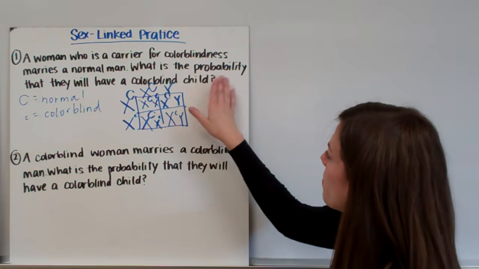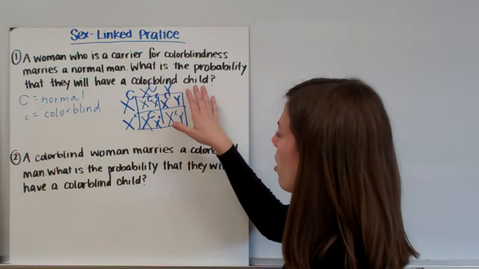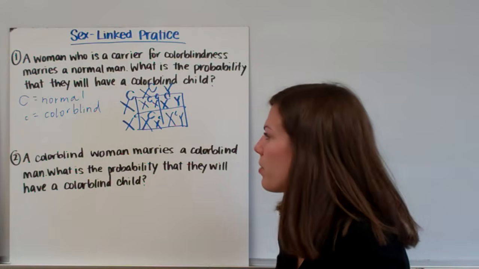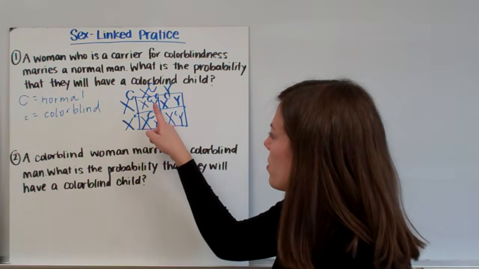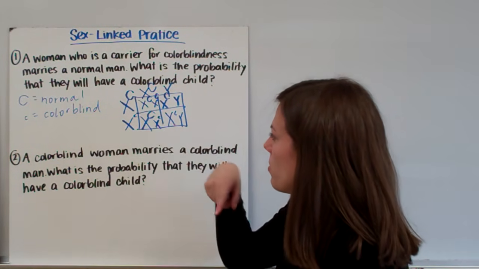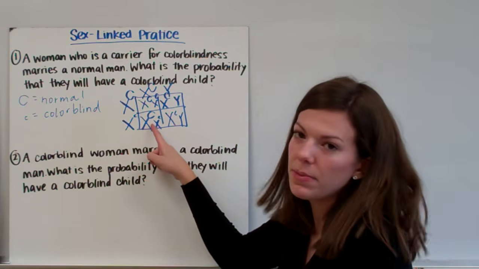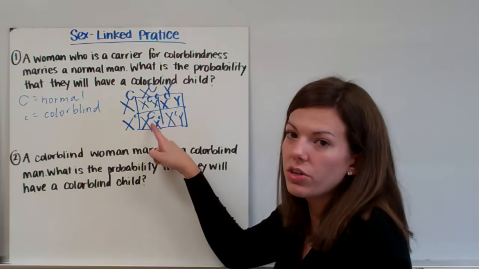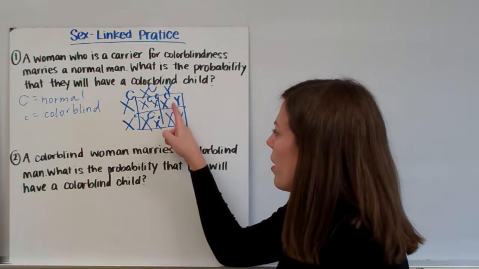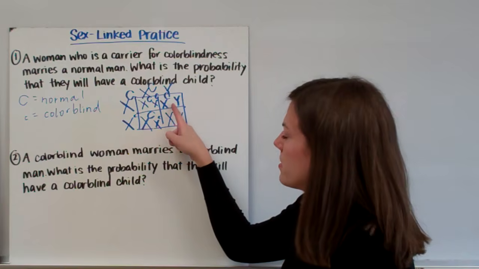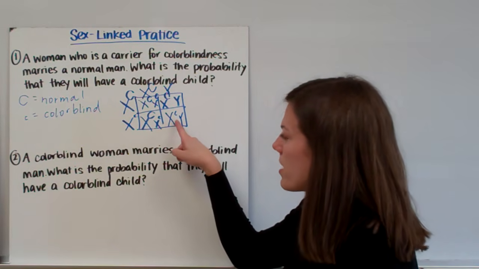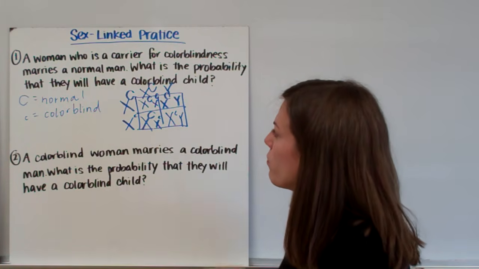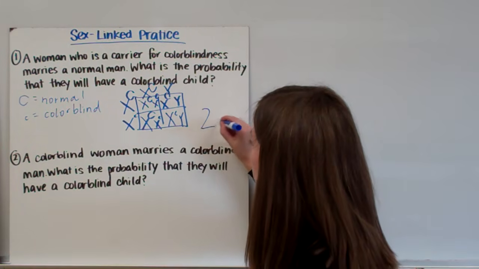Now the question says, what's the probability that they will have a colorblind child? A colorblind child must only have small c's. The big C would make that child normal. So this child has X big C, so it's normal. And this child has X big C, X little c. She's a carrier, however, since she has one big C, she's still normal. She still has a normal phenotype. This boy has X big C Y, so he's normal. And this boy has X little c Y, so he has colorblindness. So therefore, 1 out of 4 will be colorblind, or 25%.